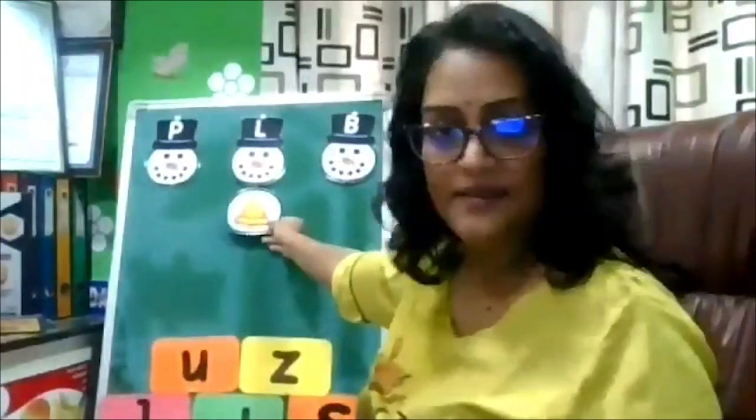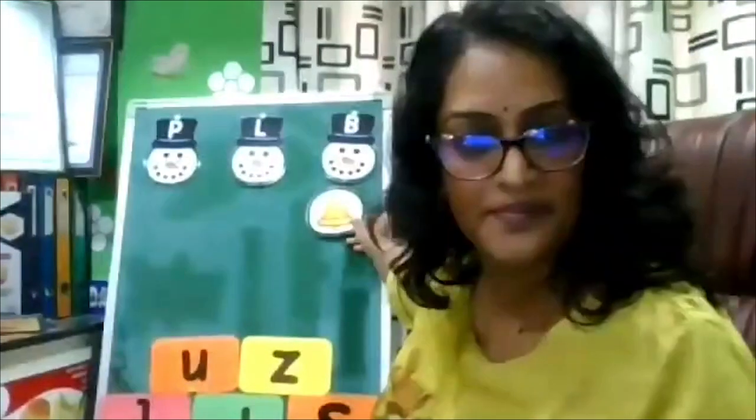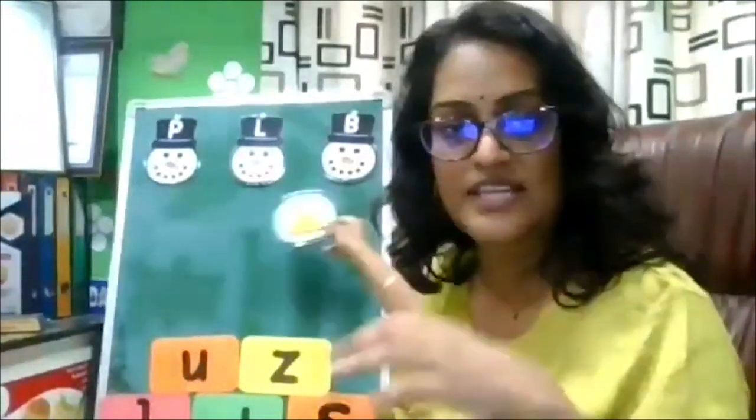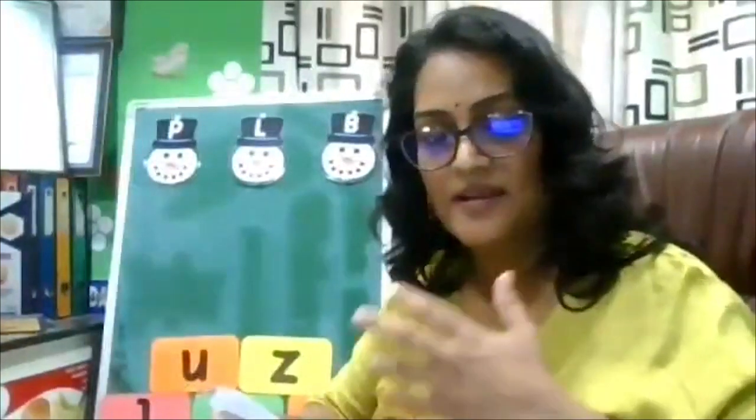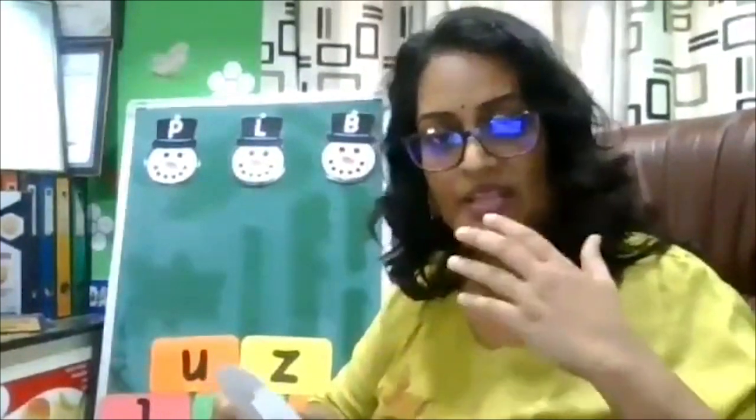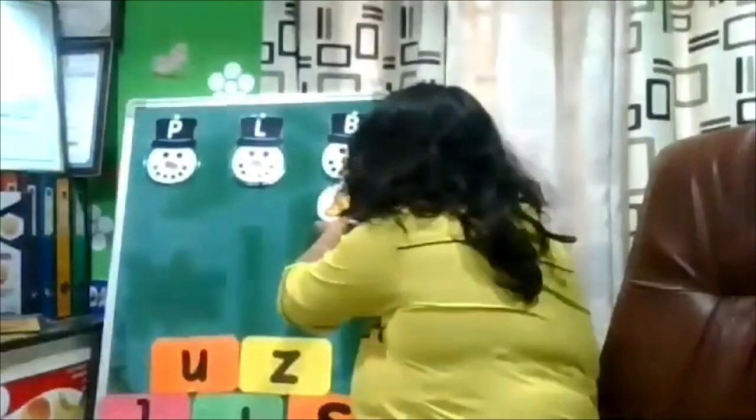Now that we have introduced lots and lots of pictures, you can always give children an activity, something like this, in order to test how much the children have followed. For example, this is a bell. As a child, is it b bell or l bell or b bell? The child is actually trying to listen. He's trying to say bell. So he would just fill it up there.